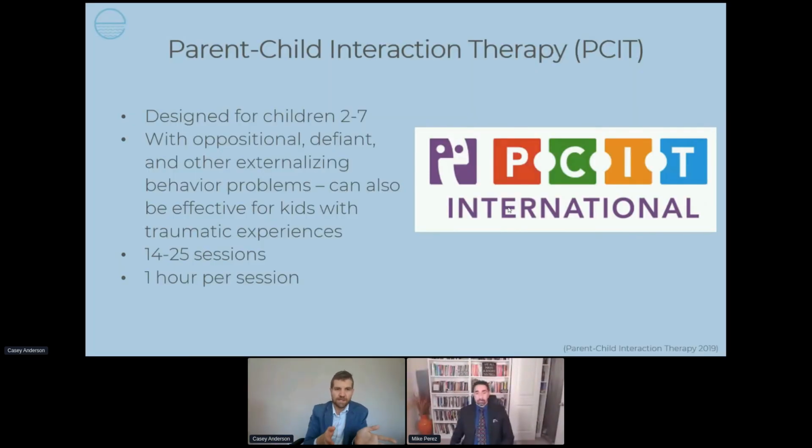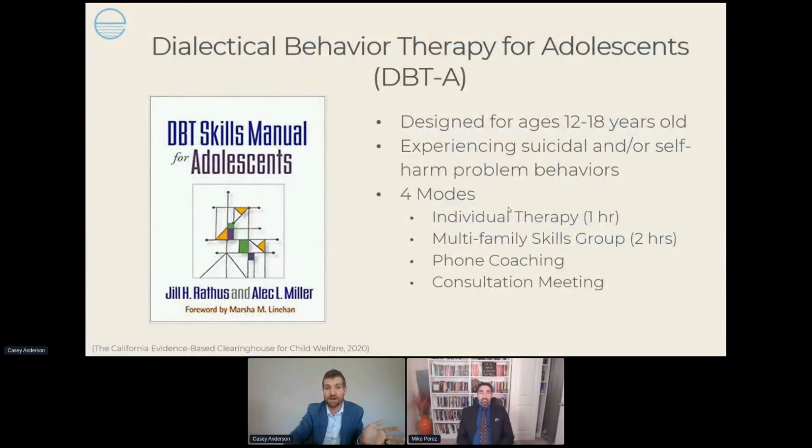Parent-child interaction therapy is usually for a younger group of children who present with, like I said, externalizing problem behaviors, which might look like tantrums, oppositional problems. It's roughly 14 to 25 sessions in duration, once per week. What it really helps parents do is develop new ways of interacting positively with their children through behavioral skills, which kind of speaks to building attachment as well.